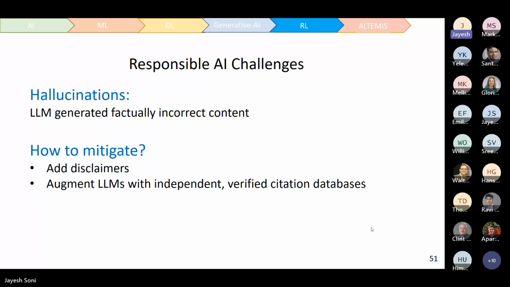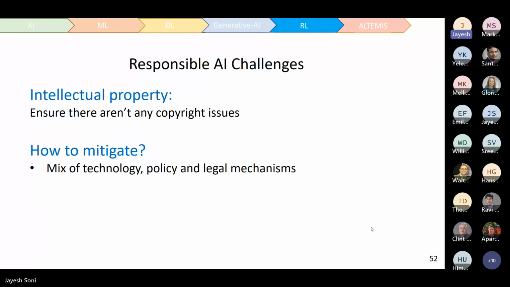Next is hallucination. Hallucination is when the model generates some factually incorrect content. So how to avoid that? We can add some disclaimers, or we can augment the model with some independent verified database. And lastly, intellectual property. We have to ensure that there are no copyright issues or plagiarism. So how to mitigate that? We can use a bunch of policies or legal mechanisms, mixed with some technologies. So this covers the responsible AI part of large language models.